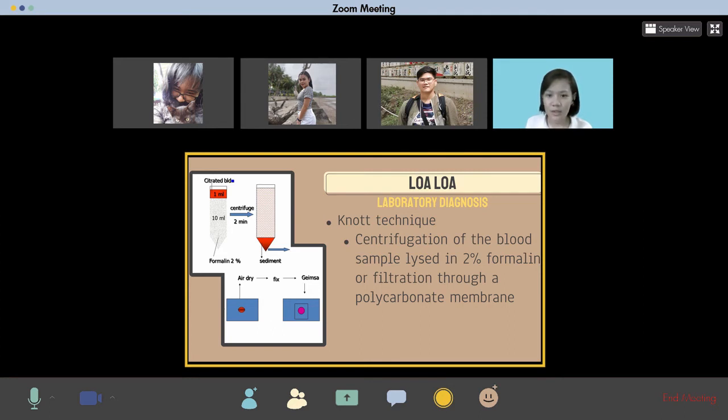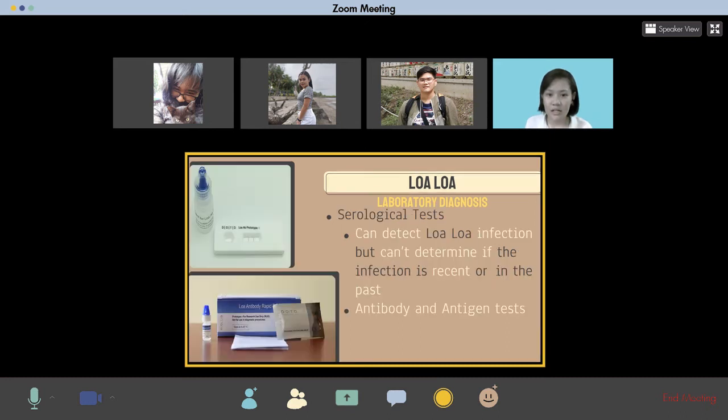As mentioned in the previous parasite, this technique includes the centrifugation of a blood sample that was lysed in 2% formalin. Thirdly, serological tests can also be performed to detect Loa loa, but they cannot determine if the infection is recent or not. Typically, if the blood smear presents a negative result, but the clinical suspicion of loiasis is high, serological tests can be done to exclude the infection.